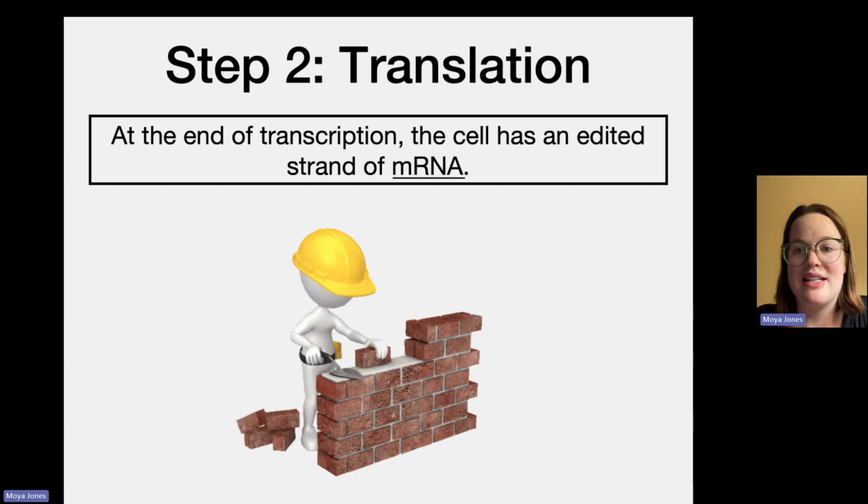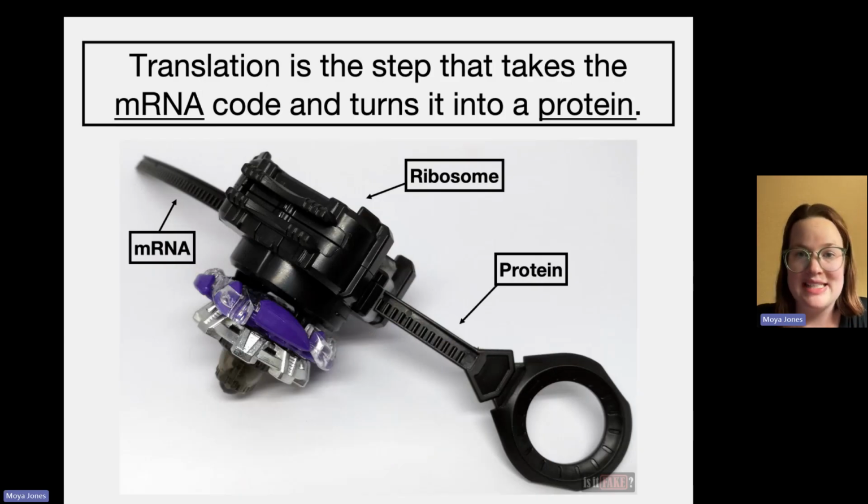Step 2 is translation. Translation is where we're actually going to put together the ingredients to make the protein. At the end of transcription, your cell has made an edited strand of mRNA. Translation is the step that takes the mRNA code and turns it into a protein.